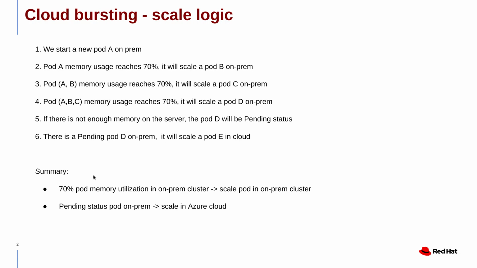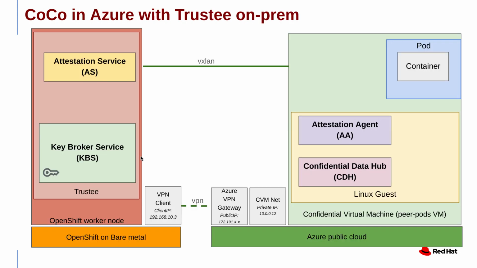So there are two policies in the logic. The first one is that once the memory utilization of the pod reaches 70% on-prem, we will scale a new pod on-prem. And the second policy is that once there is insufficient memory resources on-prem and the pod status became pending, we will scale the pod to the Azure cloud.